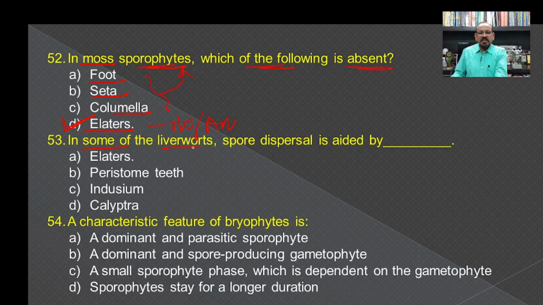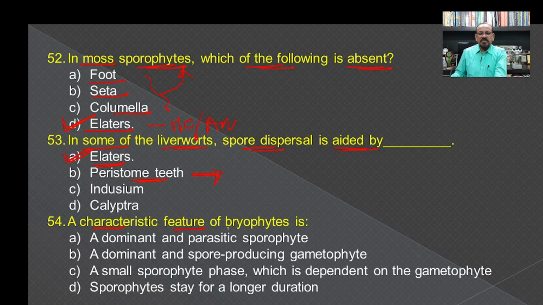In some of the liverworts, spore dispersal is aided by the presence of elaters, and hence A will be the correct answer, while in case of the mosses, it is carried out with the help of peristome teeth.